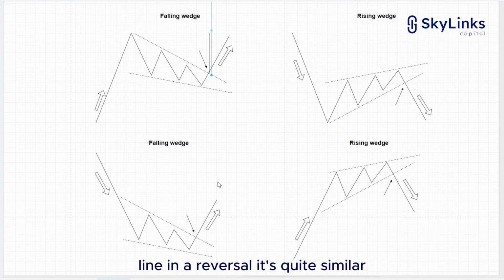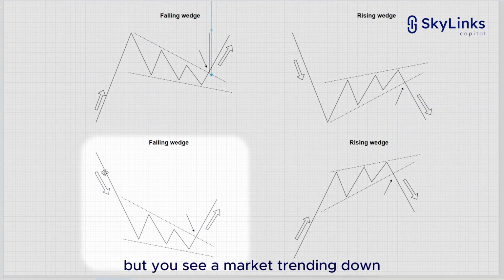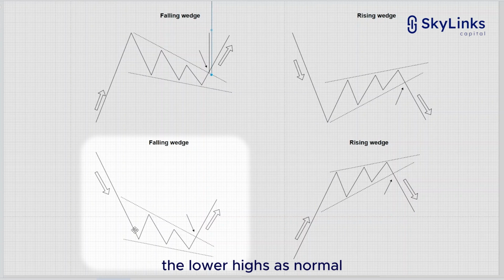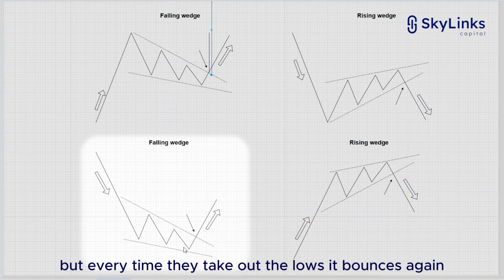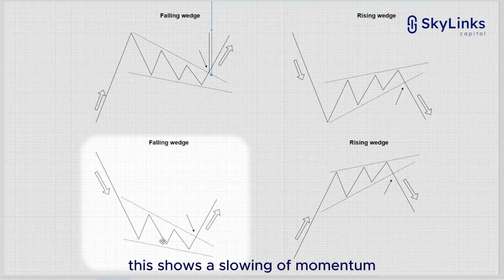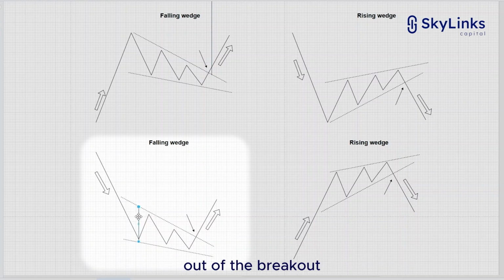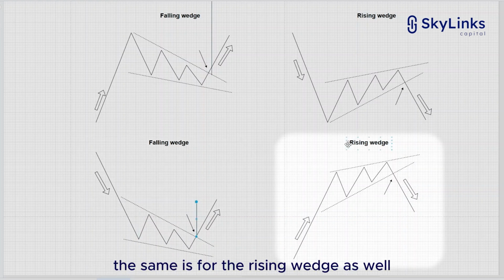In a reversal, it's quite similar, but you see a market trending down and it's making lower highs and lower lows. The lower highs as normal, but the lower lows are struggling. So they are just about taking out the lows, but every time that they take out the lows, it bounces again. This shows a slowing of momentum. And a similar entry to the falling wedge, we'd look to get into the trade from the break of this trend line. We'll look to project the height of the wedge out of the breakout. The same is for the rising wedge as well.